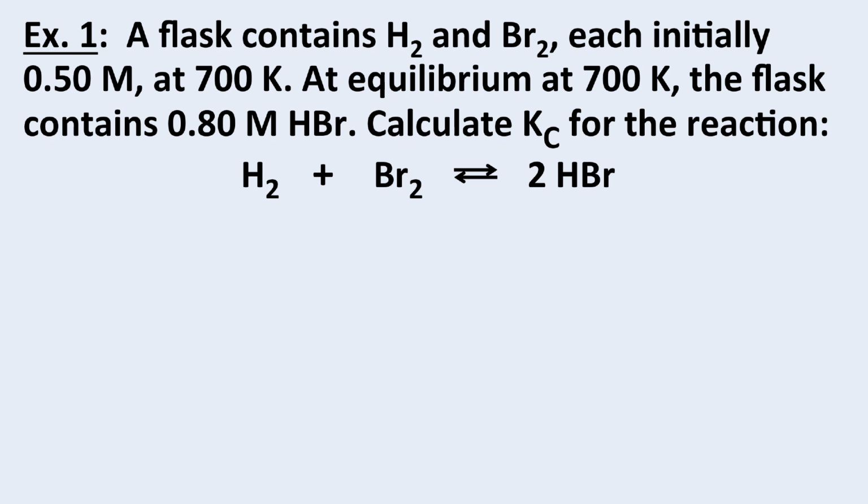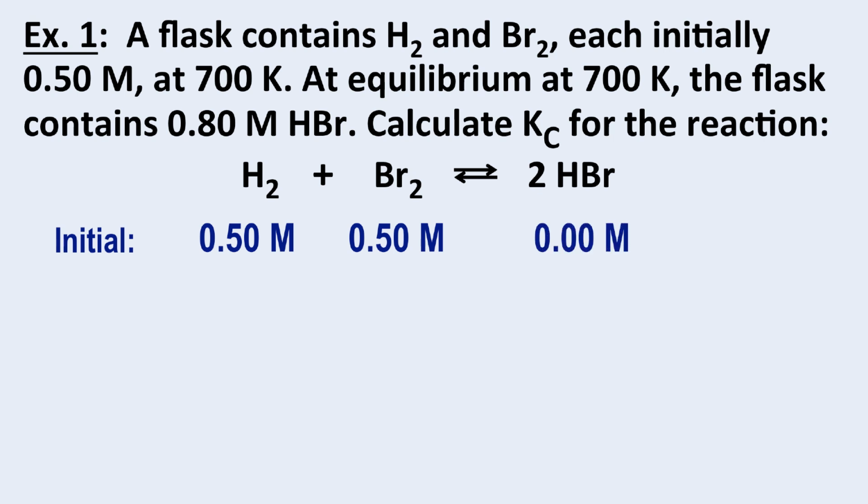How we typically do equilibrium calculations is we set up a table starting with our initial concentrations. In this case, we have an initial concentration of 0.50 molar for H2, 0.50 molar for Br2, and we initially don't have any HBr. No concentration was given for that because there isn't any initially. Now, the H2, Br2, and HBr concentrations will all change as the reaction proceeds until equilibrium is reached.